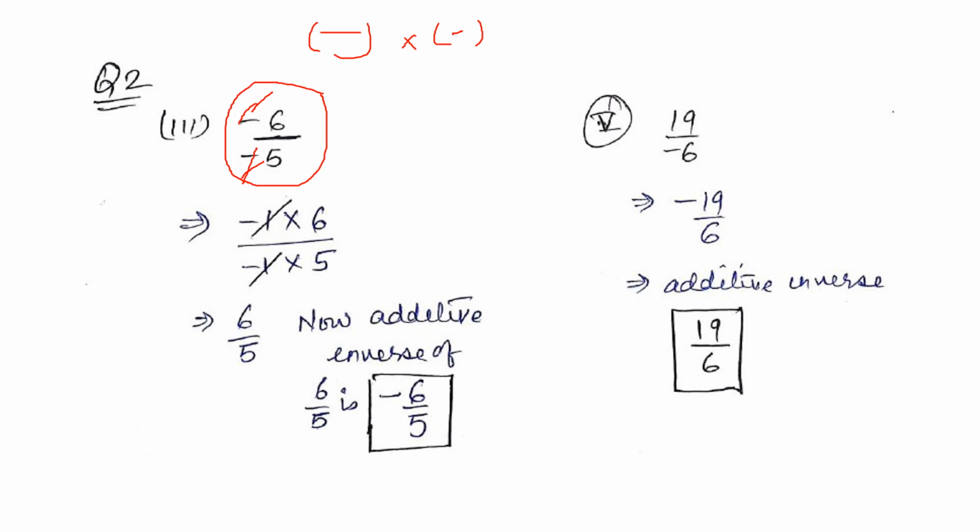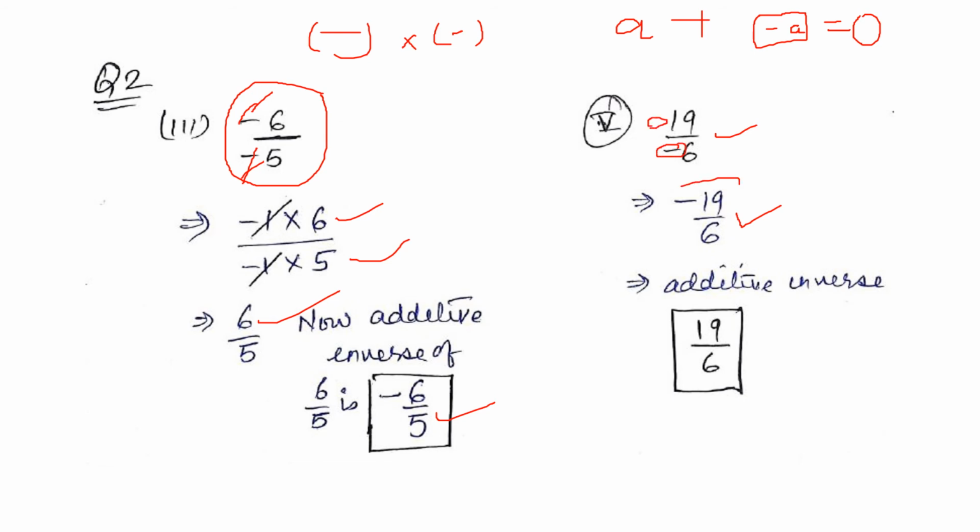So we will have 6 upon 5 as the question, and we all know the additive inverse of any number is that number which, if you add, the answer will be 0. So the additive inverse of a is minus a. If the number is 6 upon 5, the answer is minus 6 upon 5. Similarly, 19 upon minus 6 is the same as minus 19 upon 6. Whether you put the negative sign in the denominator or the numerator, it is the same thing.